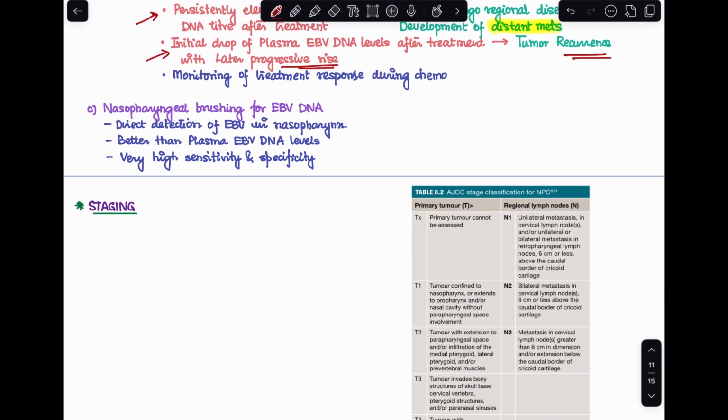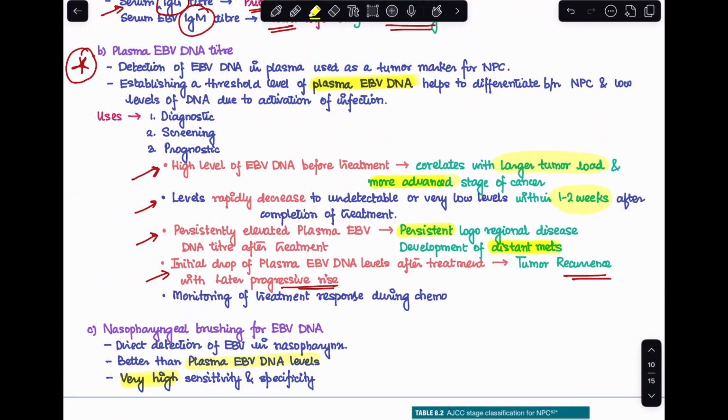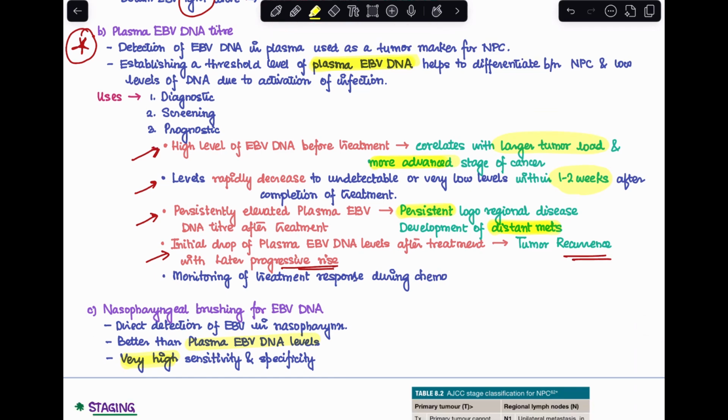Next is nasopharyngeal brushing for Epstein-Barr virus DNA. Sometimes we can directly detect the Epstein-Barr virus in the nasopharynx. This can actually be better than performing the plasma EBV DNA levels. They have a very high sensitivity and specificity. So that's all about the investigations we'll perform in a case of nasopharyngeal carcinoma.